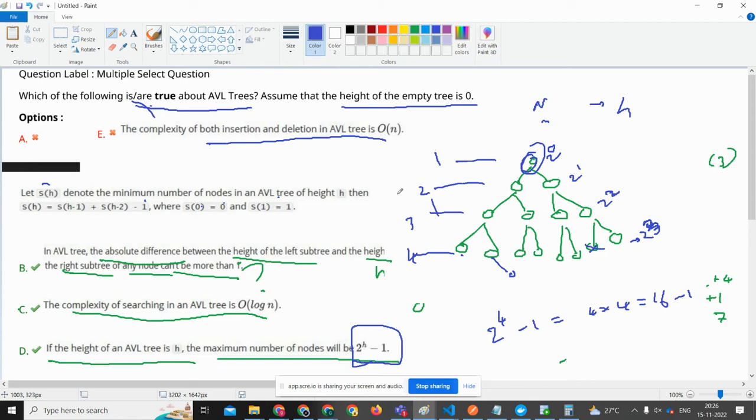Sorry, I didn't catch that. Say it again. I told you insertion and deletion is going to take log n. Yeah, maximum O of log n. Correct, because it's a binary search tree. You know that the height is log n. Yeah.